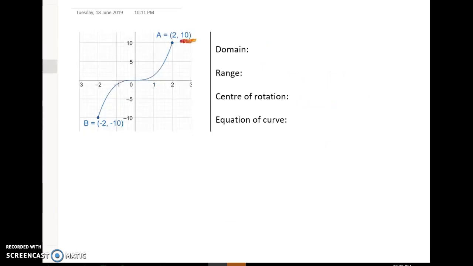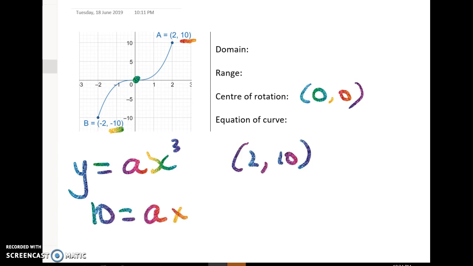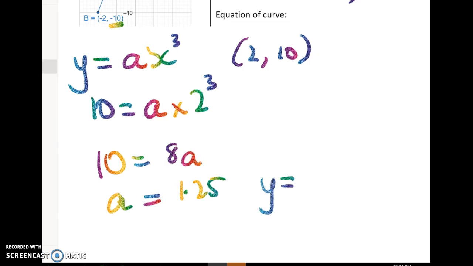Here we can see that the basic shape is the same, but instead of going from -8 to 8, it's going from -10 to 10. So that tells me a few things. The center of rotation is at (0, 0). So the form of the curve is going to be y equals ax cubed, but this time a won't be 1. So I'm going to sub in (2, 10). We get 10 equals a times 2 cubed, so 10 equals 8a, and a equals 1.25. So my equation is y equals 1.25, or 5/4, x cubed.